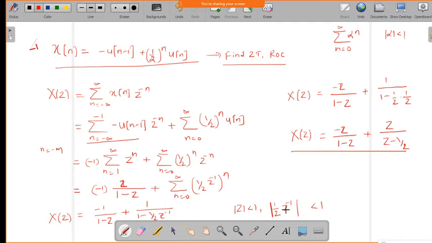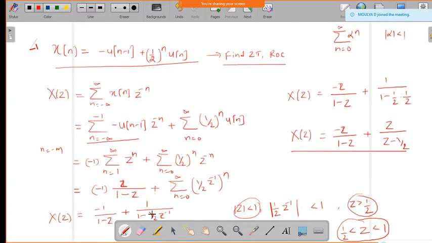Okay, so now what will happen for this? If you take 1 over z and send it to this side, z will be greater than half. So now the ROC is z less than 1 and z greater than half. So we can write it as z greater than half and less than 1. So now the ROC will be between half and 1. The poles exist at half as well as at the value 1.